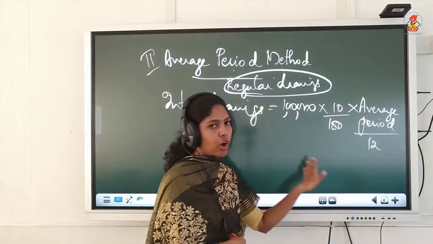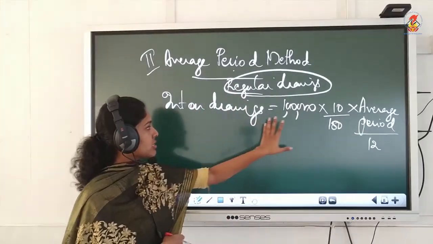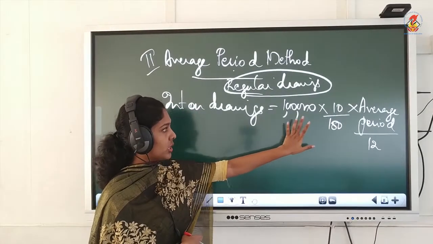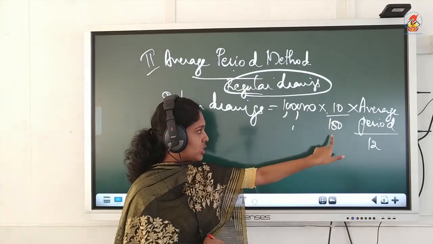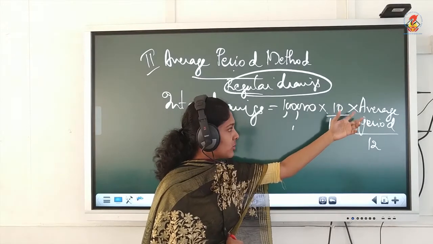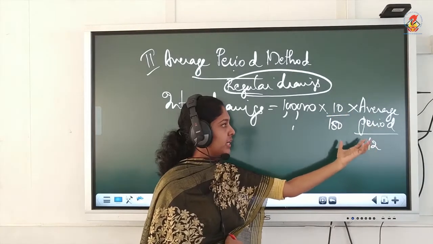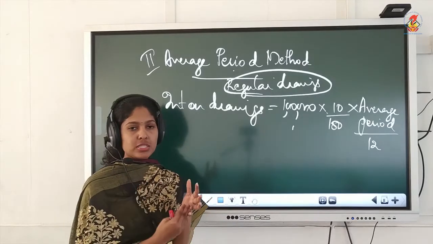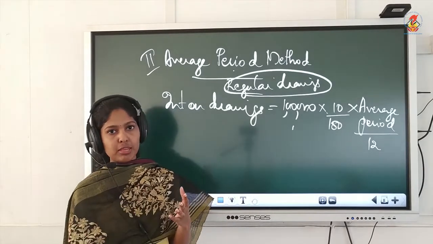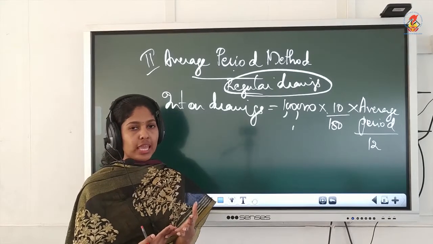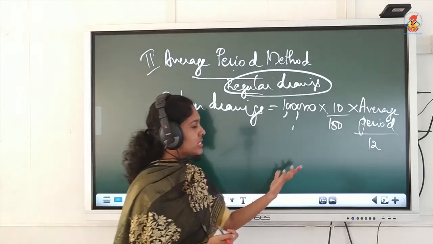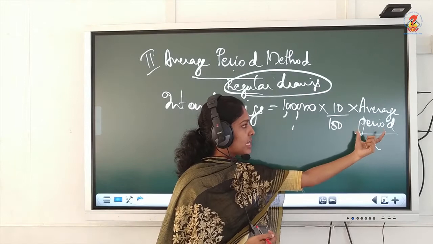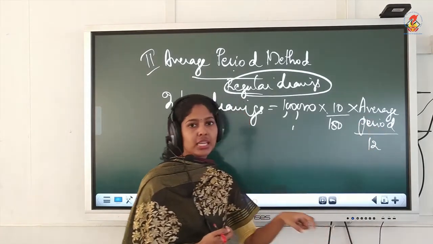If it is regular drawing, same amount withdrawn at regular intervals, you have to apply average period method. Then this is the formula you have to apply. On the amount withdrawn, you have to multiply the rate of interest, into, normally you will consider the time period. Here time period is not directly mentioned, they will mention like rupees 10,000 is withdrawn in the beginning of every month, or rupees 20,000 is withdrawn at the end of every month. So for getting the time period, you must apply this average period by 12.